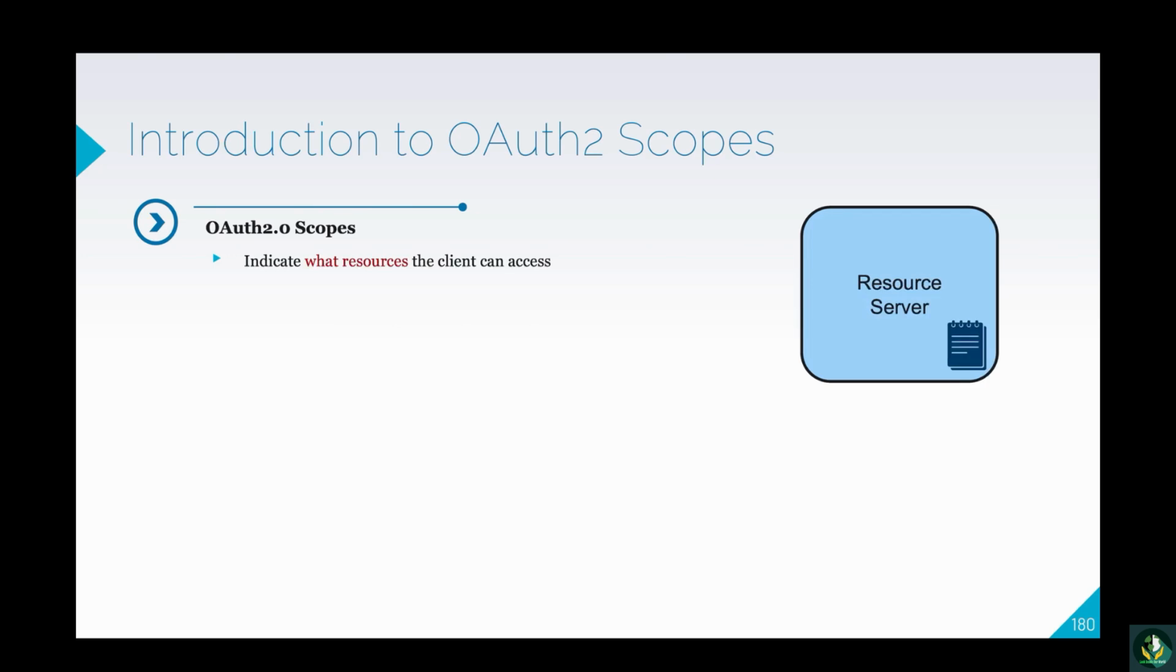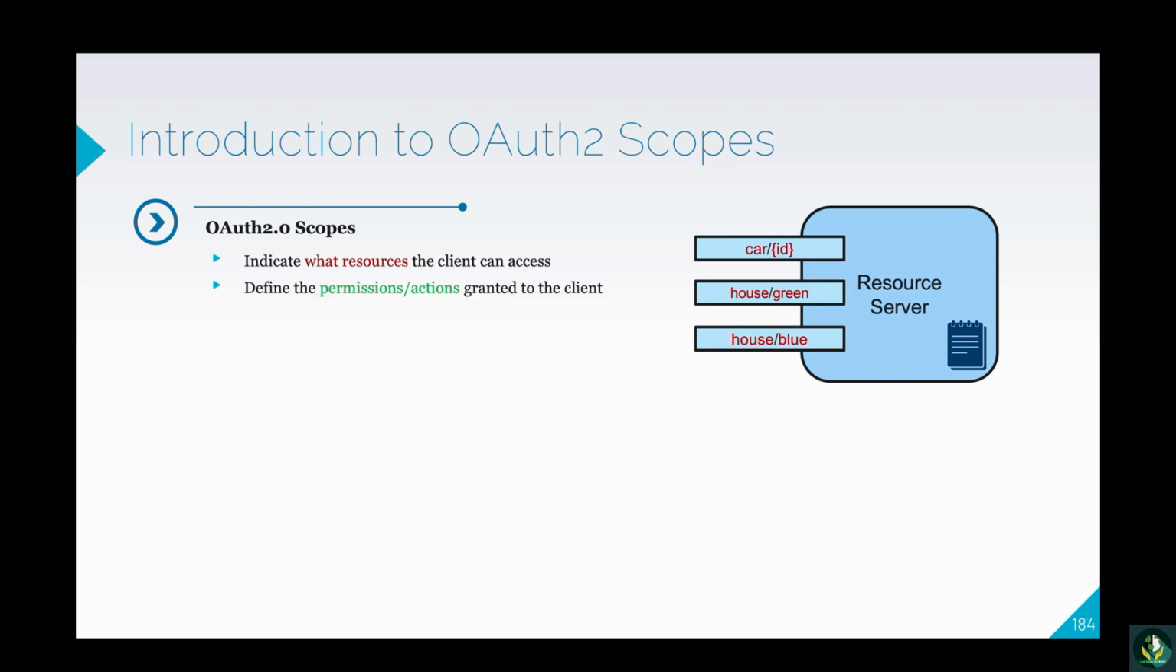OAuth 2 scopes are used to specify which resources a client is allowed to access. In our scenario, we have resources like car, house green, and house blue. Scopes are applied to these specific resources, ensuring that the client's access is restricted to only the resources they are permitted to interact with. In addition to defining resources, OAuth 2 scopes also specify the actions that can be performed on those resources. For instance, in our scenario, a client, or Sam, has permissions to rent a car or sell a greenhouse, but not to sell a blue house or a car.